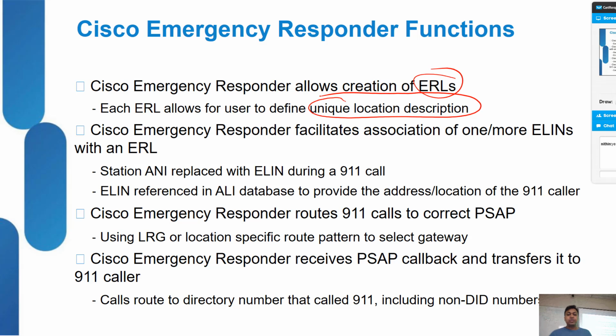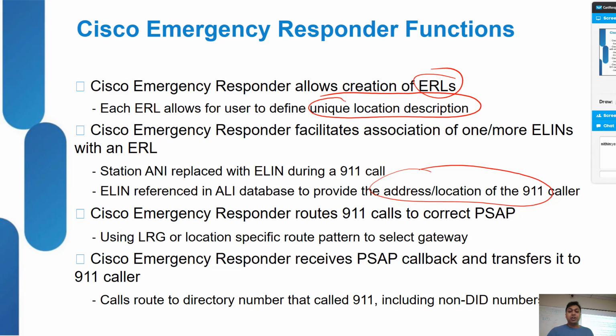Each ERL will facilitate the association of one or more ELIN numbers, as caller ID or station ANI. So your actual phone number will be replaced with this ELIN number every time you make a 911 call. That's all it really does. Instead of sending your caller ID, it changes the number to the ELIN number. The ELIN will be added in the ALI database, which provides the address of your location for 911.